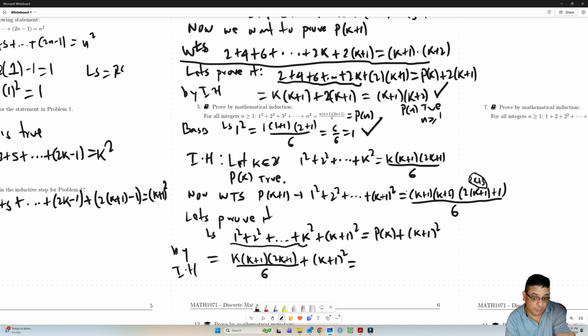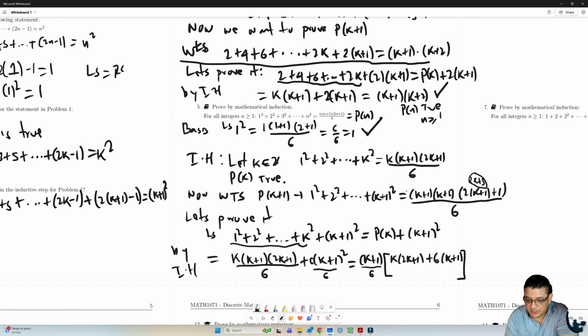Okay? So now we're going to take the opportunity to factor out k plus 1. So we're going to factor out k plus 1. And so we're going to put a 6 up and down here. So we get the same fraction. And now I'm going to factor the 6th as well. And now this is going to be left here, k times (2k plus 1) plus 6(k plus 1). Okay?